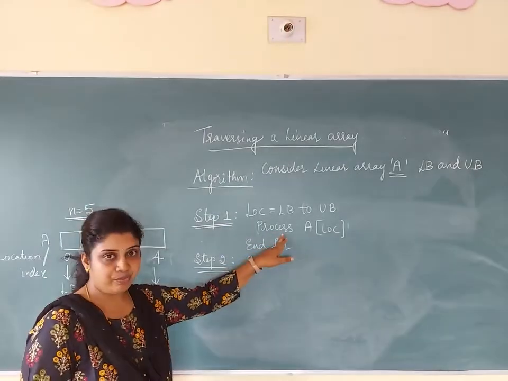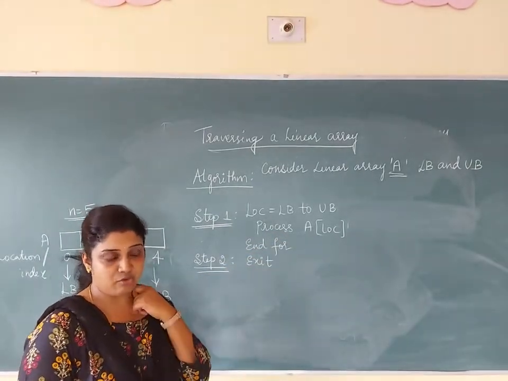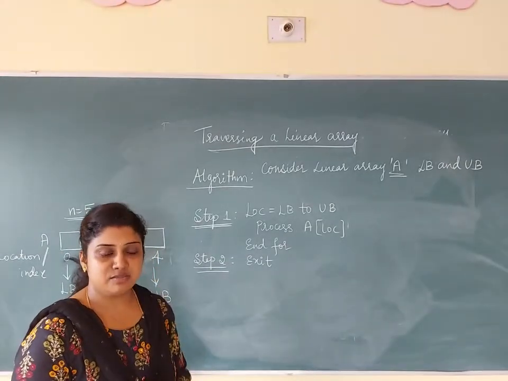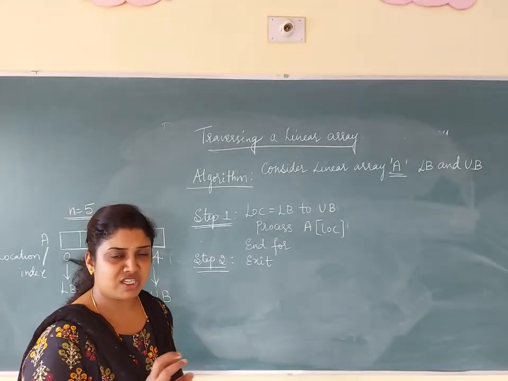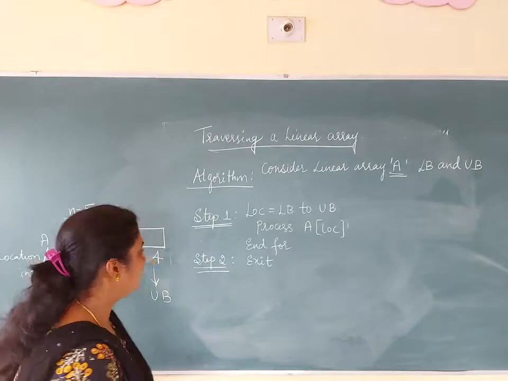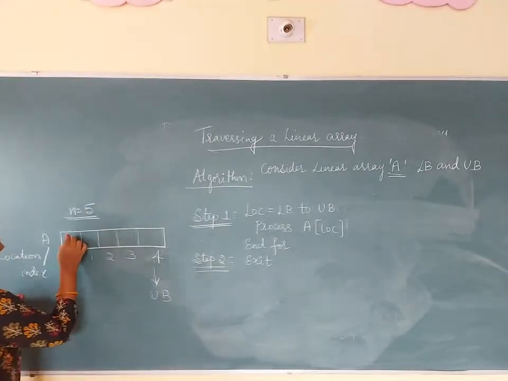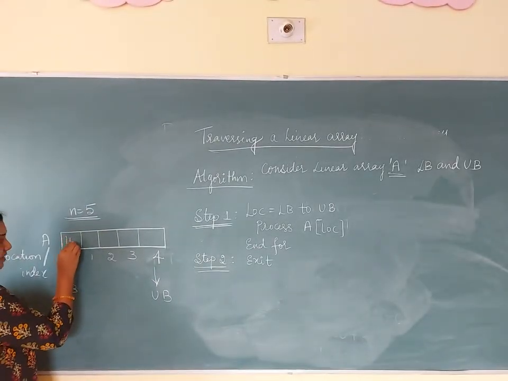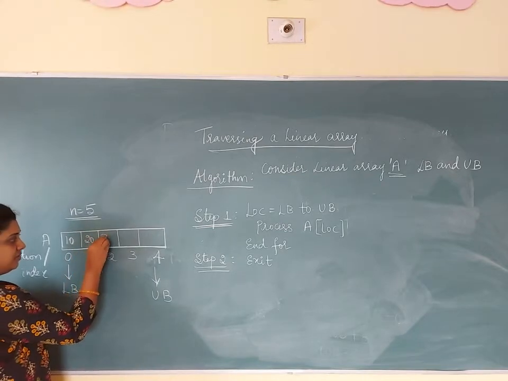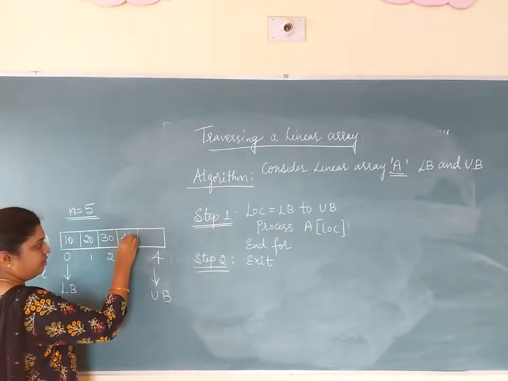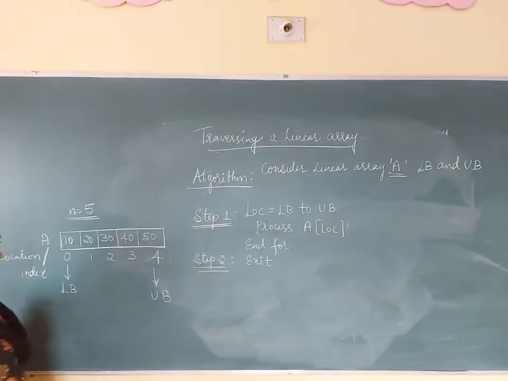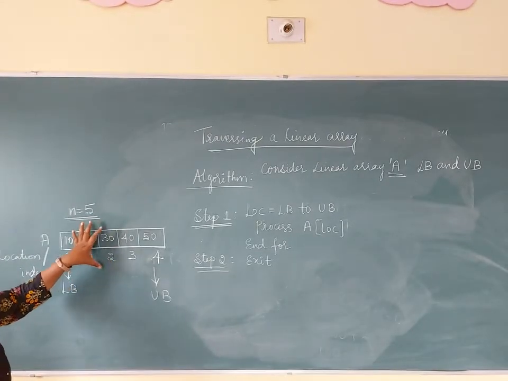Now we are going to process. You have to perform traversal. Traversal means you are going to visit each and every data item exactly one time. Now here I am inserting the elements 10, 20, 30, 40, 50. Okay, this is the picture I have written.